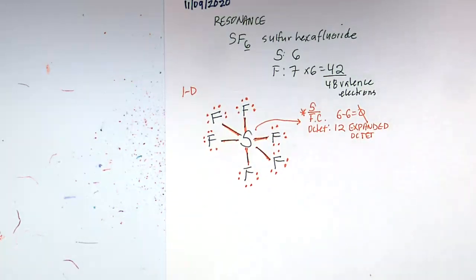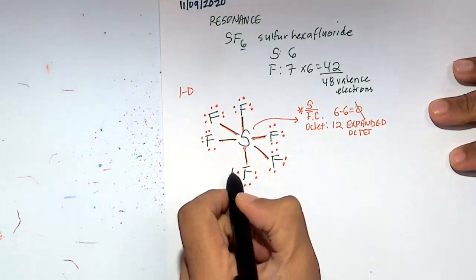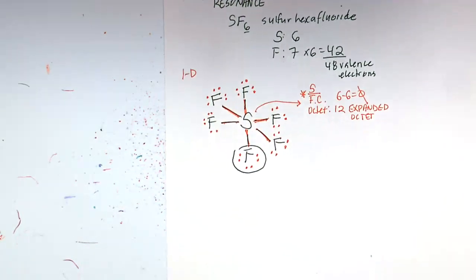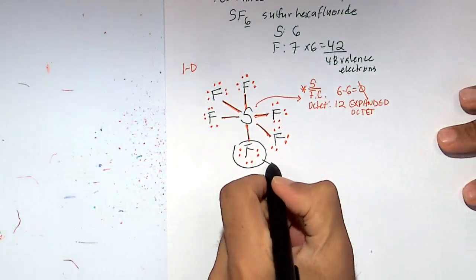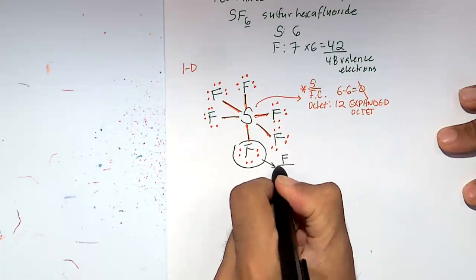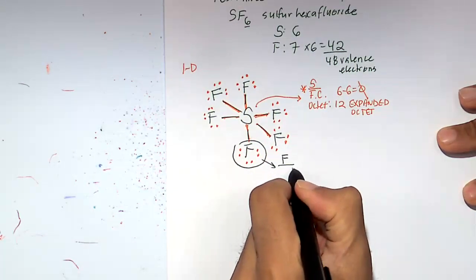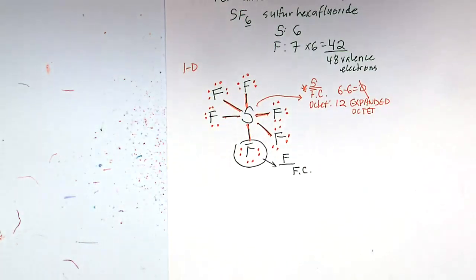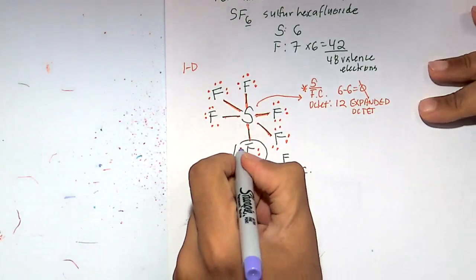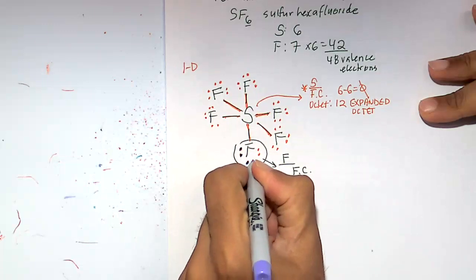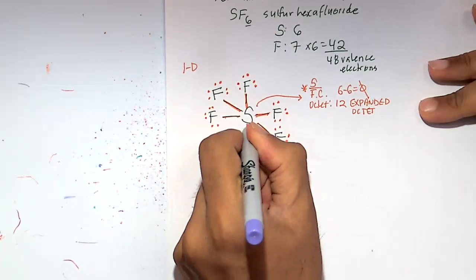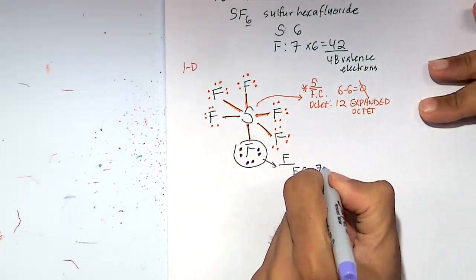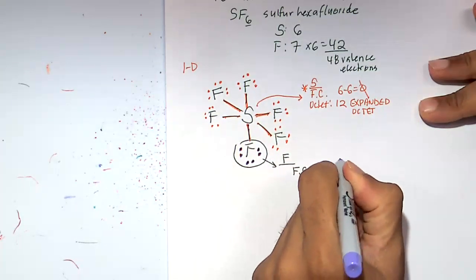Now we're going to do the same thing for the fluorine. I'm just going to pick this fluorine, realizing they're all the same. So the formal charge for this fluorine, ready? Here we go. 1, 2, 3, 4, 5, 6, 7. What is fluorine happy at? 7. What's 7 minus 7? 0.